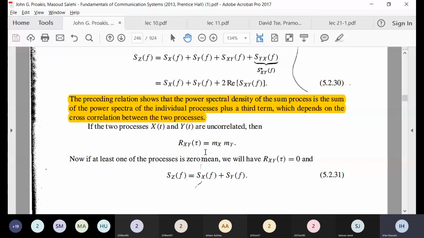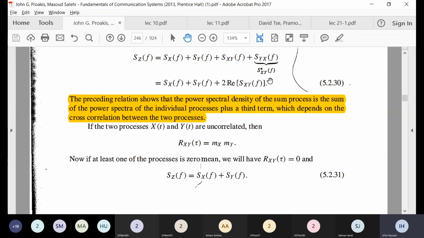An important example is that if x and y are uncorrelated, then the autocorrelation, which is E of xy, will become E of x separately times E of y separately. So it will become the mean of x times the mean of y. And if one of the means is 0, then we know that r of xy will definitely be 0, because the whole product will be 0.